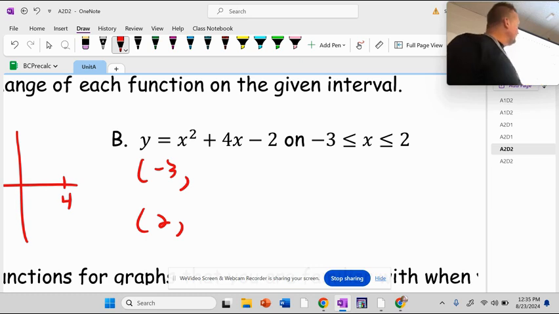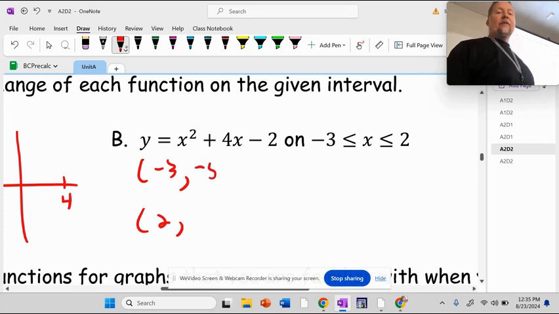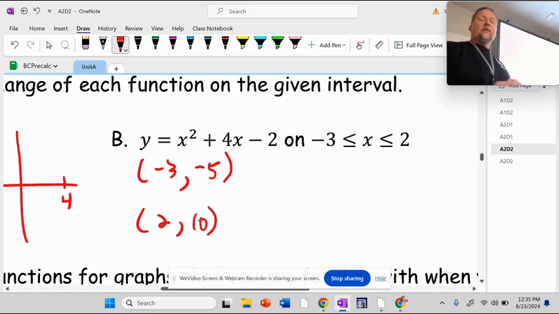So input, say it. -3 squared is 9. -3 times 4 is -12. -12 plus 9 is -3. Minus 2 is -5. Let me double check that real quick. 9, -12, -3, and minus 2 is -5. Okay, I just want to make sure I did get that output right. 2 squared is 4. 2 times 4 is 8. 8 plus 4 is 12. 12 minus 2 is 10.